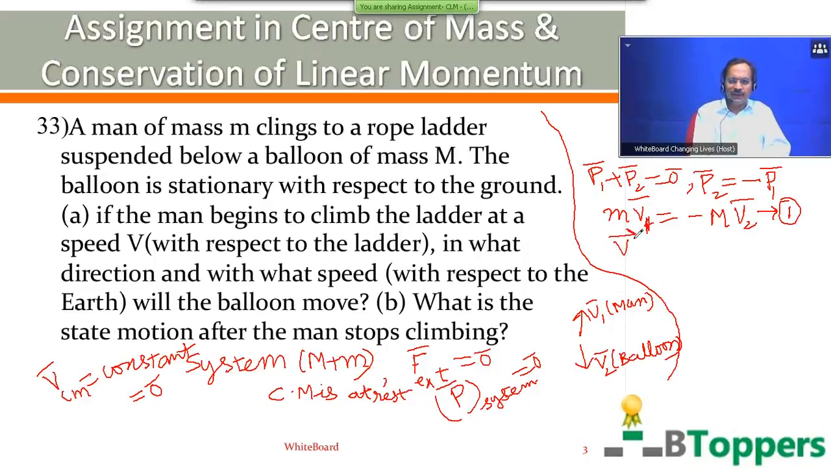That means the relative velocity of the man with respect to the balloon, we can write as V1 bar minus V2 bar. That you can write as V bar. The relative velocity I have denoted by V bar, the relative velocity of the man with respect to the ladder or balloon. Now solve these two equations 1 and 2. You are asked to find V2 bar, the velocity of the balloon. For that you have to eliminate V1 bar. From the second equation you can substitute the value of V1 bar into the first equation.